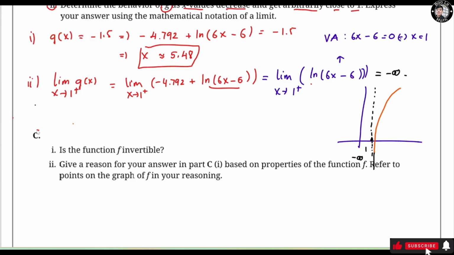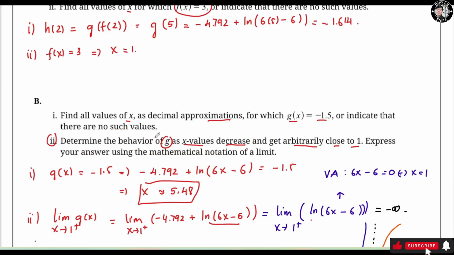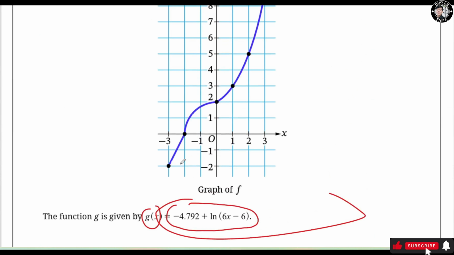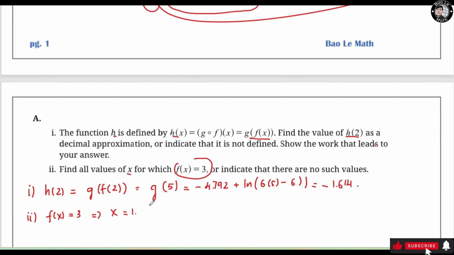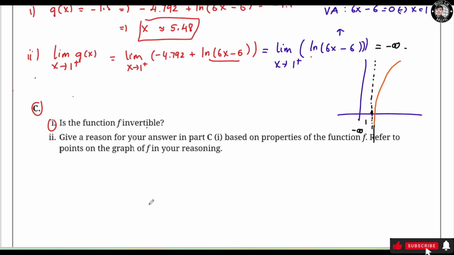Now question Ci. Is the function f invertible? We look at the function f right here. Using the graph to check if the function is invertible or not, we're going to use the horizontal line test. So we just get the horizontal line, and every single time the horizontal line intersects the given graph at most 1 point, then the function is invertible, right? Now we just answer yes right here.